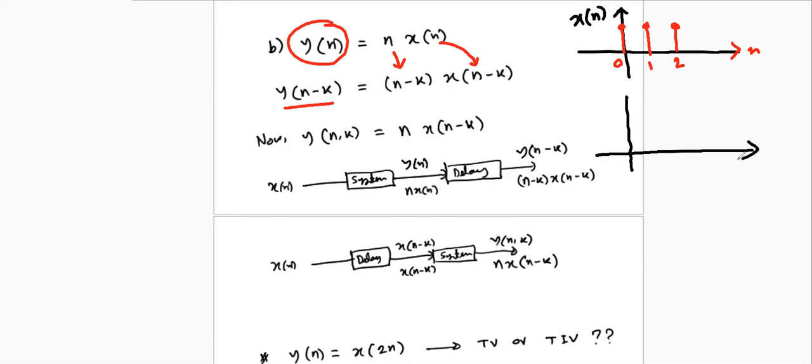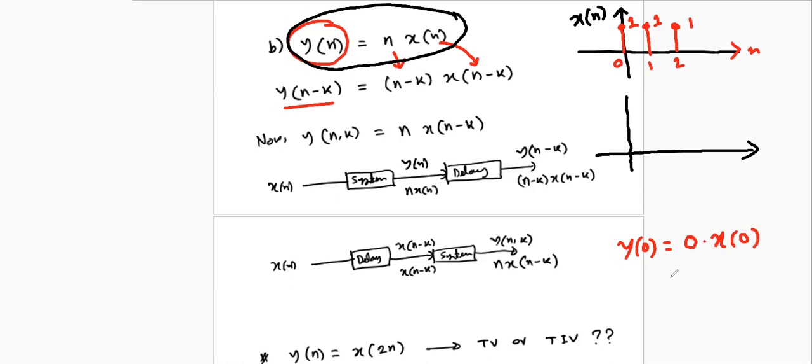According to the system definition, this is our system definition. What should be the first value? All the samples of the input have height 1. Okay. So what about y[0]? y[0] equals 0 multiplied with x[0]. The n is 0, and x[0] is 1. So of course that is 0. So it starts with 0 at the 0th location.